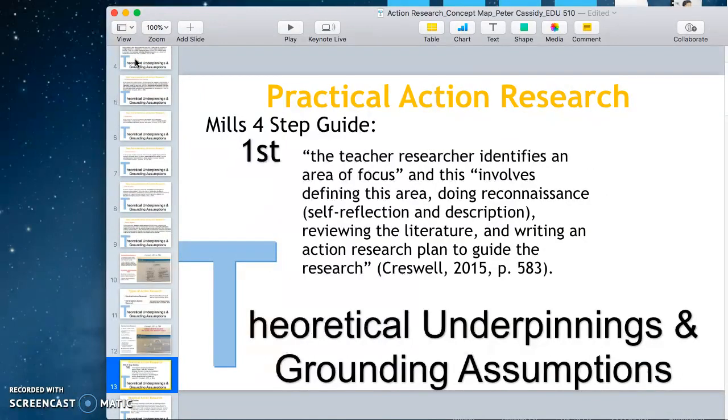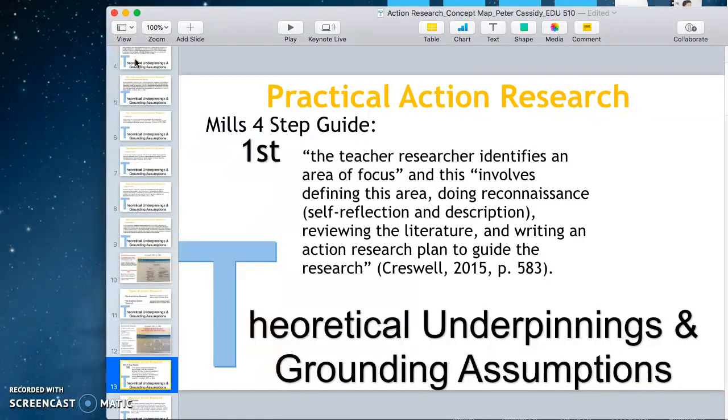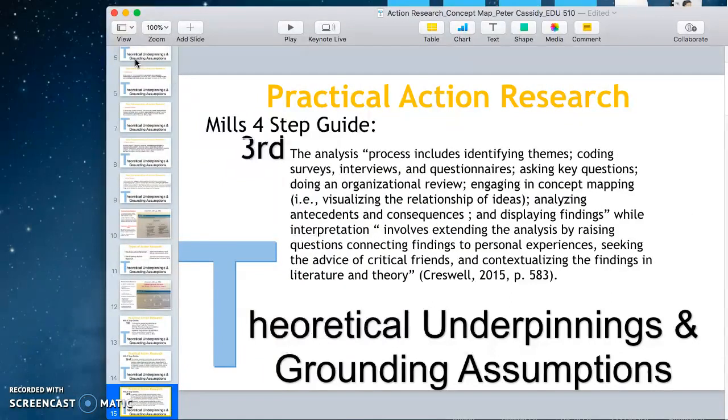So Mills has this model. It's called the dialectic action research spiral. And as I say, it's very collaborative. You're working with other people, and it's dynamic. So you can free flow between all of these stages of first identifying an area of focus, second collecting data, the third is the analysis and interpretation of the data. Collaboration is very important there as well. And developing an action plan and then implementing it. Summarizing your findings. Is it working after you've implemented it? So once again, I've just illustrated those statements with some key citations I thought would really illustrate those points.